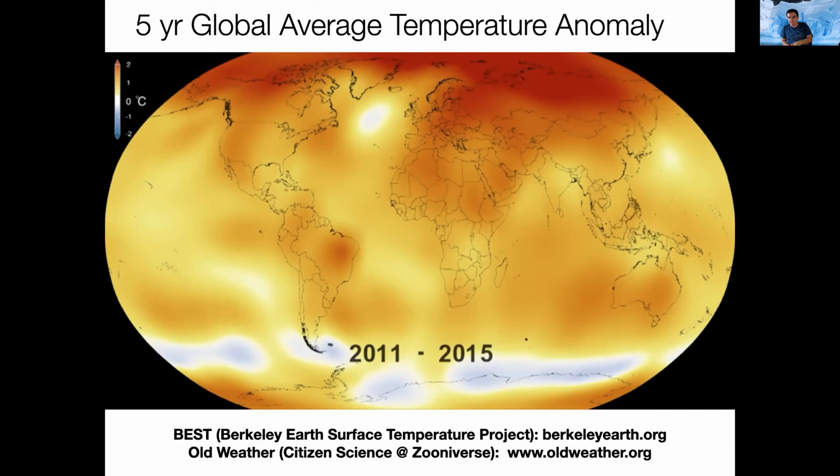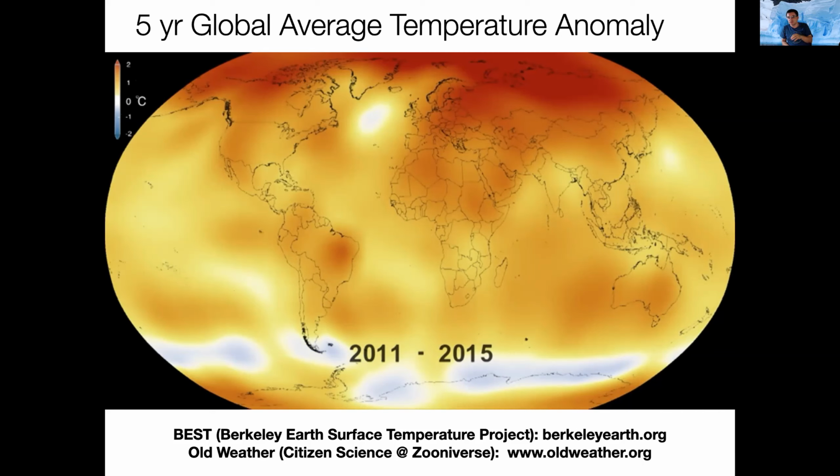People have always been a little leery of this, and so there was a big effort called the Berkeley Earth Surface Temperature Project about 10 years ago. So that's called BEST. If you are reading about climate, you'll hear about BEST. And if you go to berkeleyearth.org, you can see what they did to validate this data. They did their own independent analysis.